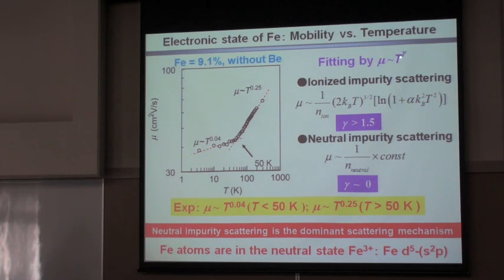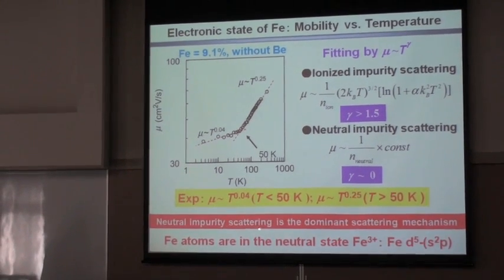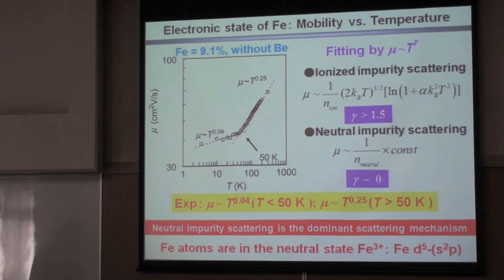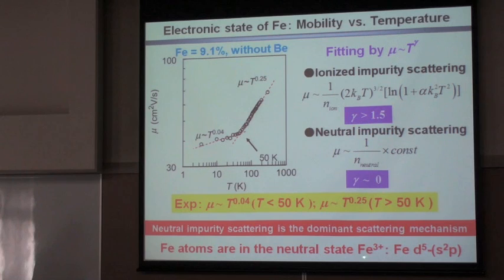So the exponent gamma should be at least 1.5. But if it is dominated by neutral impurity scattering, mobility is almost temperature independent. So gamma should be nearly 0. So experimentally at low temperature, the mobility is almost temperature independent. So in this material, neutral impurity scattering is the dominant scattering mechanism. So iron atoms doped in indium arsenide are in the neutral state, iron 3+.